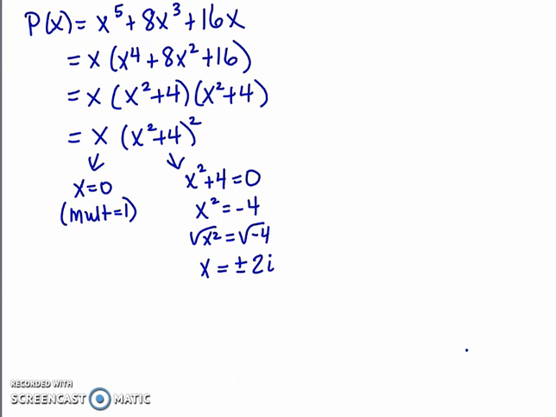Now since this factor is repeated twice, this is two solutions here, but they both have a multiplicity equal to 2. So that means positive 2i is a solution twice, and negative 2i is a solution twice. Now the problem asked me to factor the polynomial completely, find all of its zeros.